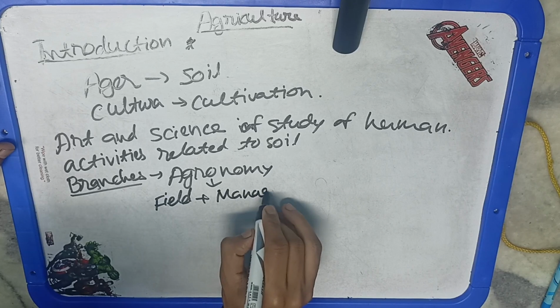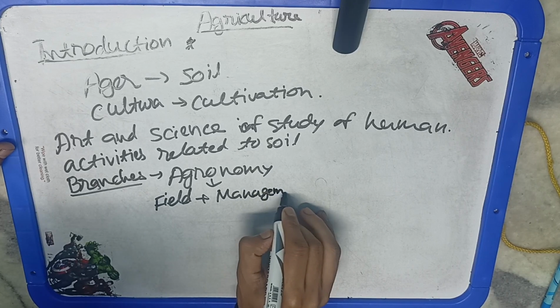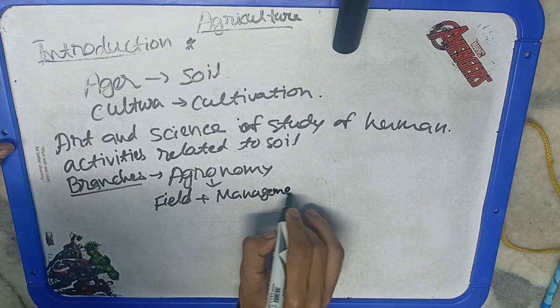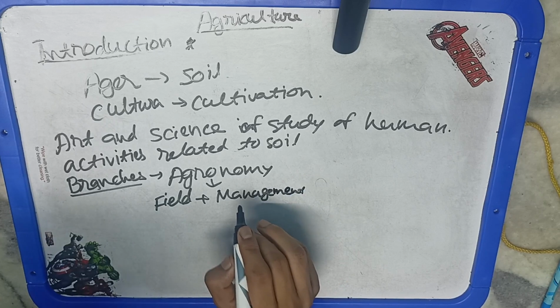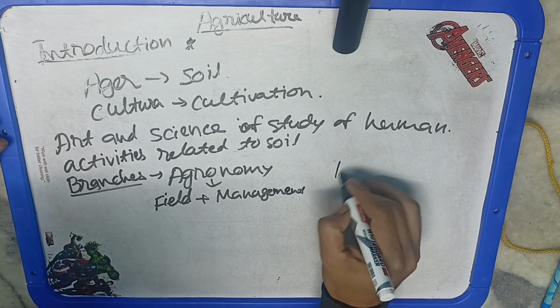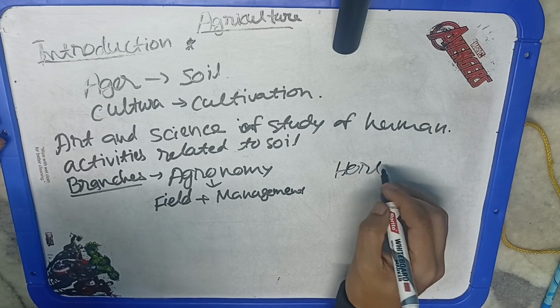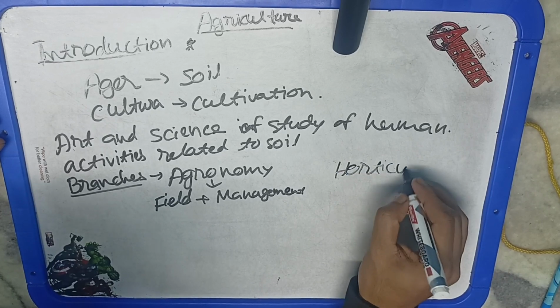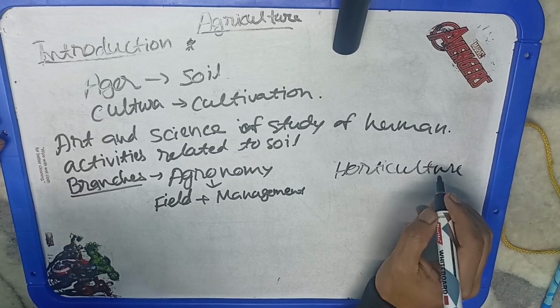Particularly we are managing the field, and why are we managing the field? Because we are growing crops over there. Management of the crop over the soil, or the farm, is known as agronomy. So field management is basically related to crop production. All the activities related to crop production, starting from field preparation till harvesting, all the intercultural operations, come under agronomy.